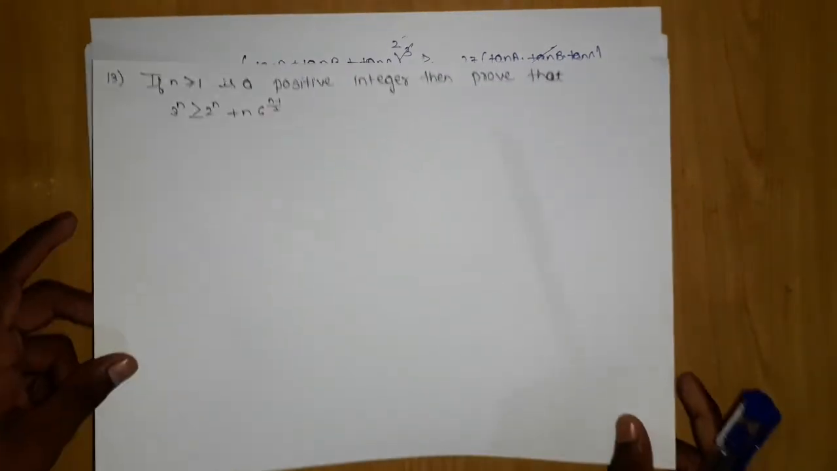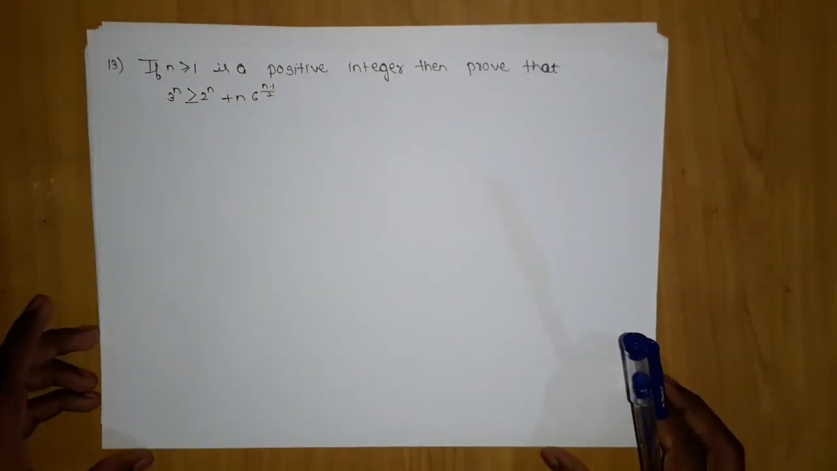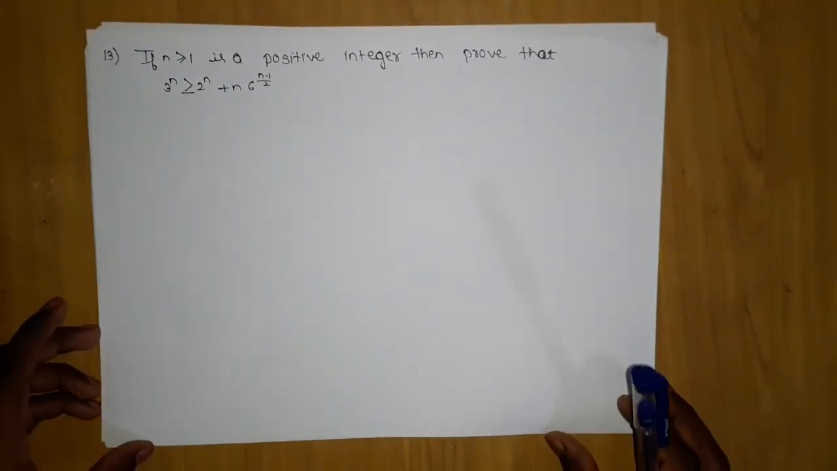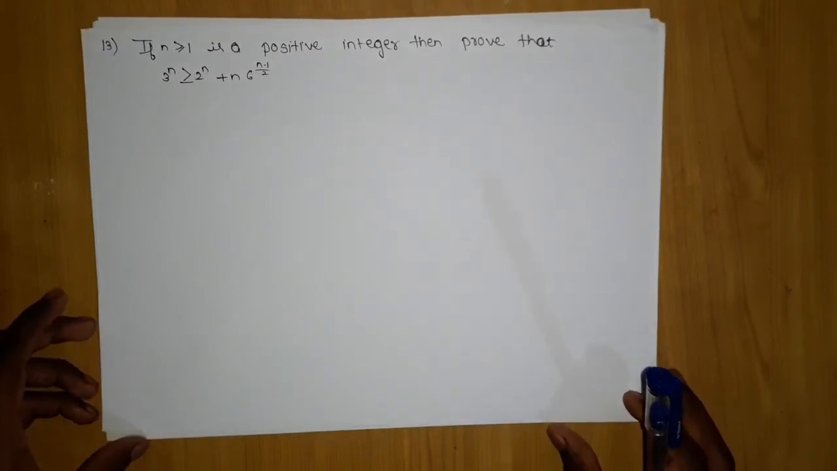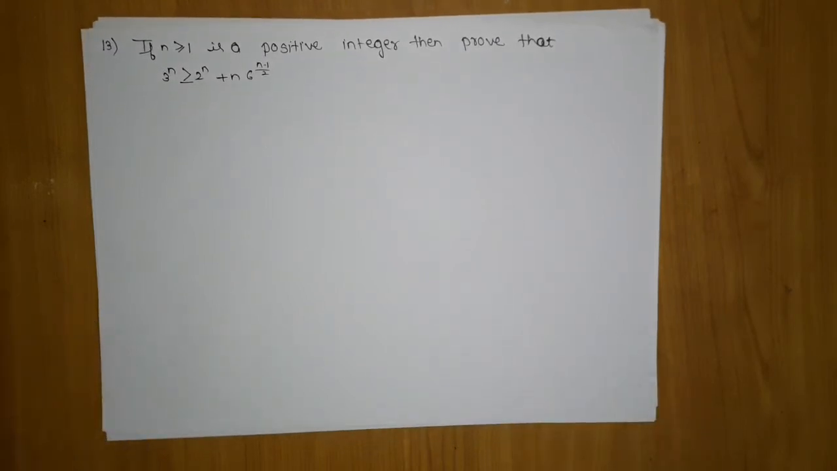13th. If n is greater than or equal to 1 is a positive integer, then prove that 3 power n is greater than or equal to 2 power n plus n into 6 power n minus 1 by 2.